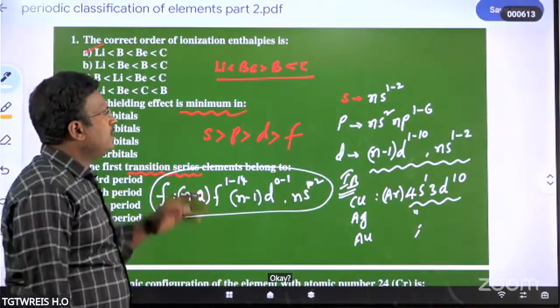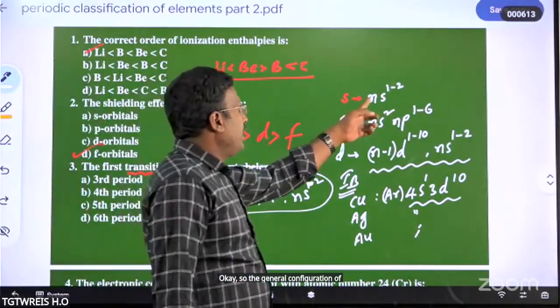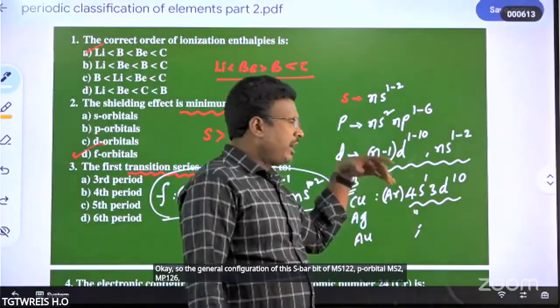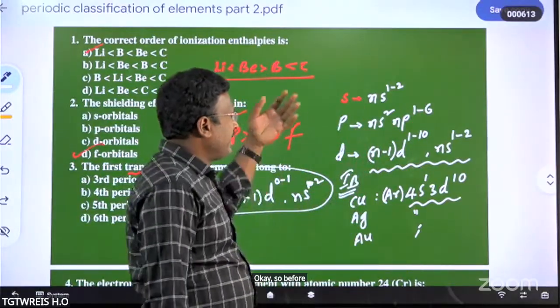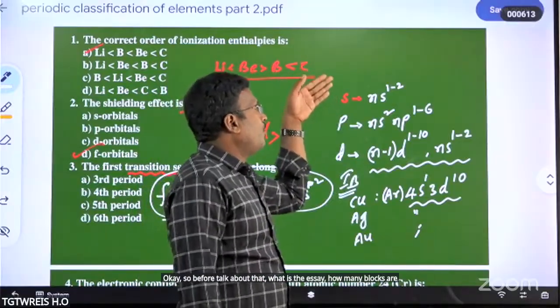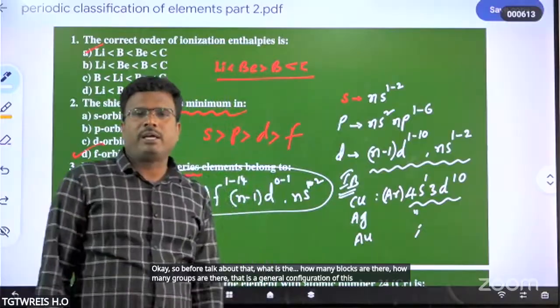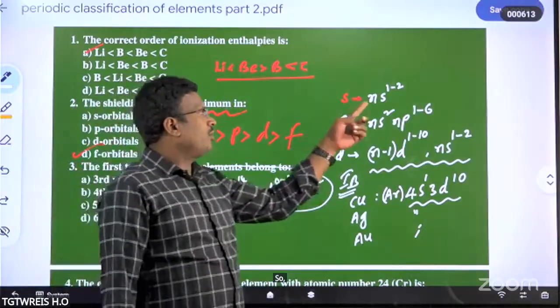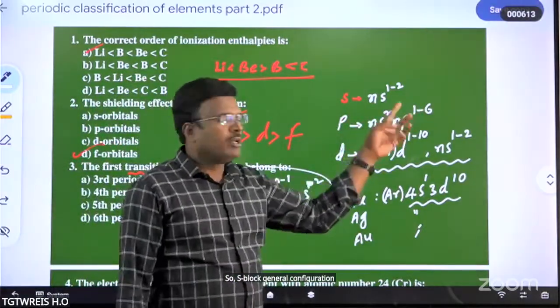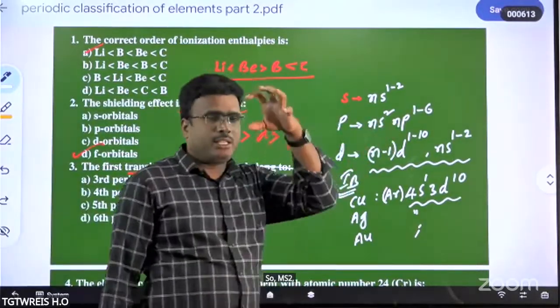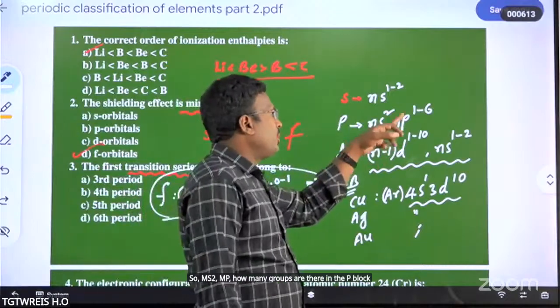The general configuration of the s orbital is ns 1 to 2, and of the p orbital is ns2 np 1 to 6. Before talking about that, how many groups are there in each block? That is the general configuration of the s, p, d, f blocks. S block general configuration is ns1 to 2, and P block is ns2 np. How many groups are there in the P block? There are 6. That's why 1 to 6.